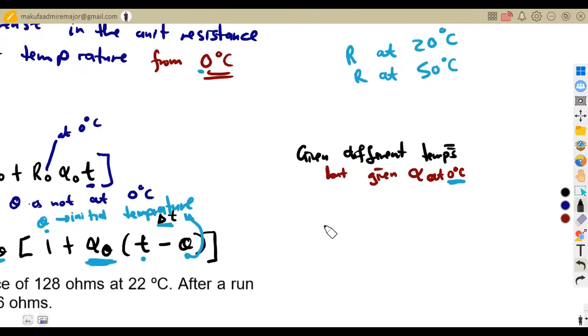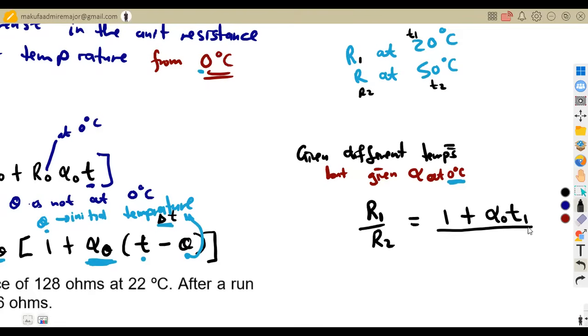The best formula that you're going to use on that condition is going to be R1 over R2 is equal to 1 plus the temperature coefficient of resistance at 0 times the temperature 1, which is the temperature that corresponds. This is R1, it's from T1. If this is R2, it's from T2, the second value. But they are referred back to the temperature coefficient of resistance at 0. That is the most important part that we are seeing on this formula, that we are referring our temperature coefficient not at the initial temperature, no, but they will give you at 0. This is the best formula that you're going to apply on that consideration.